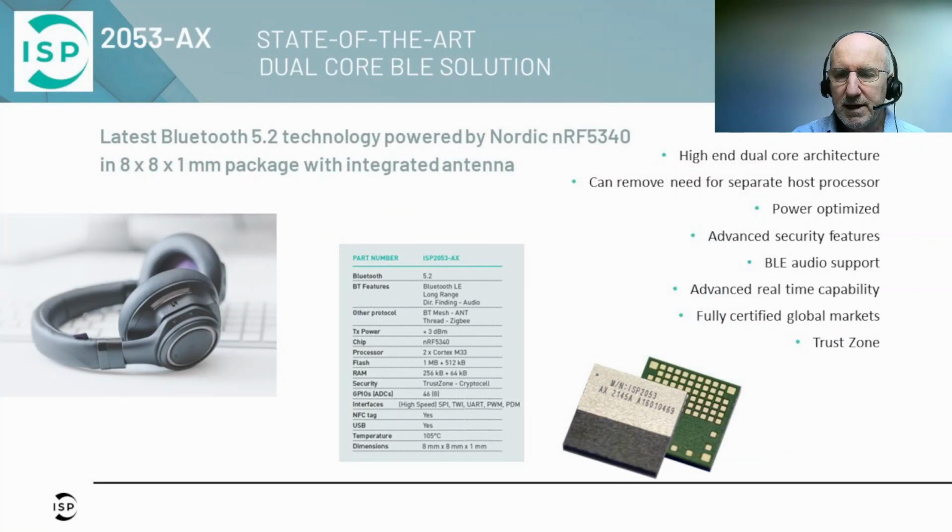And then on the device side, devices for Bluetooth Low Energy have become more and more sophisticated. So Insight SIP has a new module in our standard 8x8 by 1mm package, so it's very small. And this is based on the Nordic nRF5340, so the top-end Bluetooth device. And this has lots of processing power. It has dual-core M33 processors.